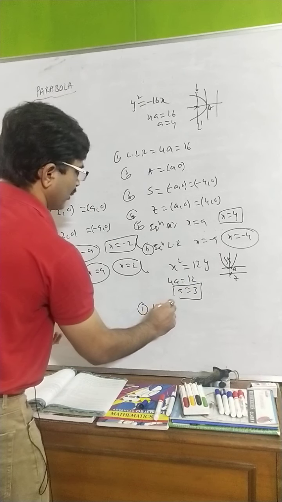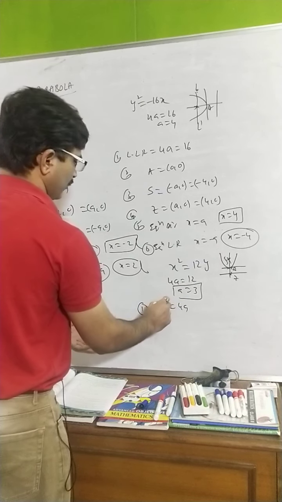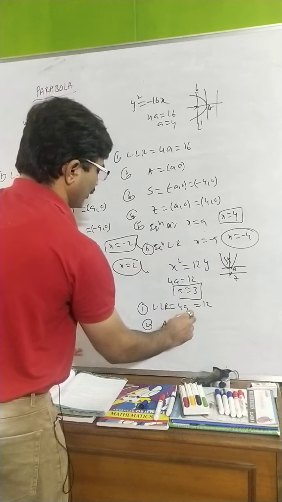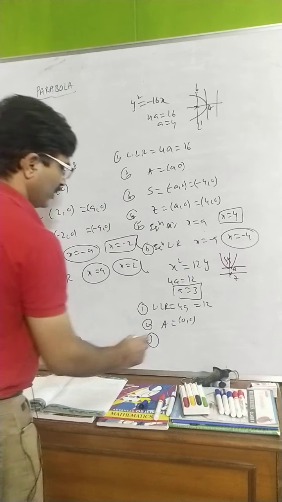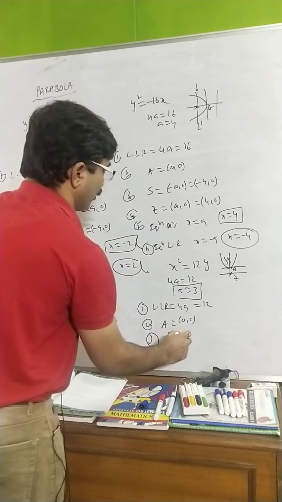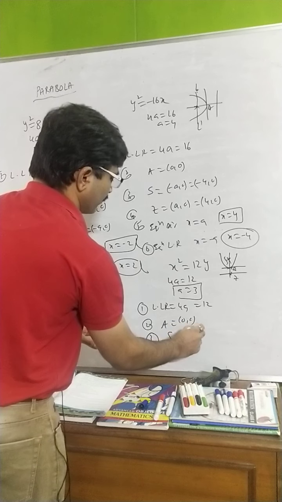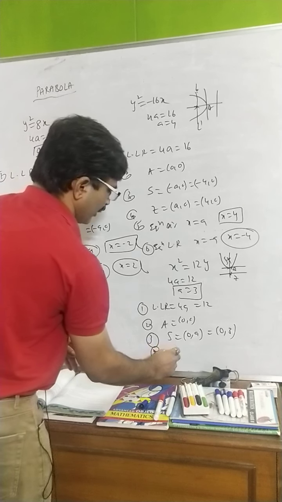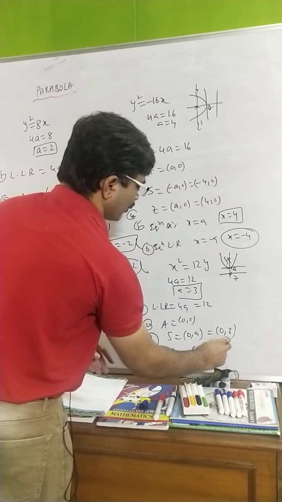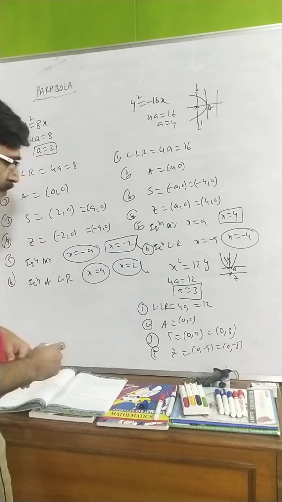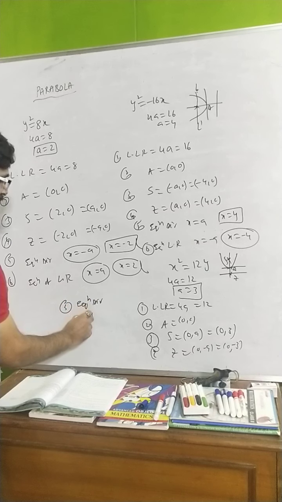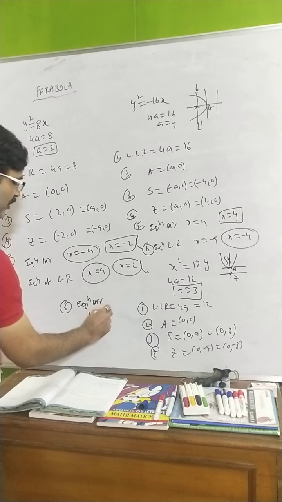What is LL'? That is 4a, the length of latus rectum. 4a is nothing but 12. Second one is A, which is anyhow (0, 0). Third one is S, which this time is (0, a), that is (0, 3). Z is (0, minus a), that is (0, minus 3). Another one, the fifth point, is the equation of directrix. The equation of directrix is y is equal to minus a, meaning minus 3.